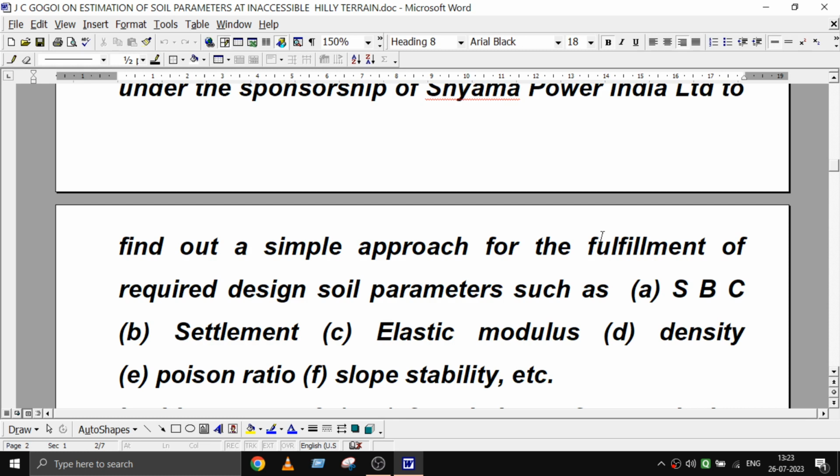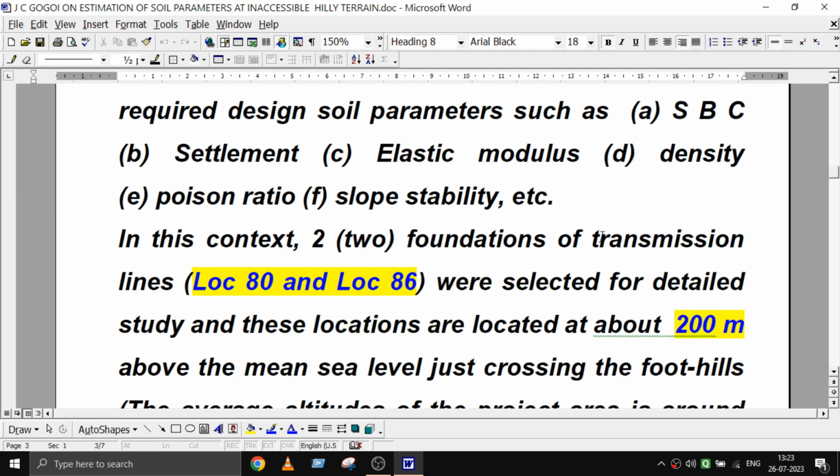These parameters were only essential. So, we have taken up this study project and we selected two locations near the foothill, about 200 meters above mean sea level, location number 80 and location number 86 in Bhutan. There we conducted a detailed soil investigation in these two locations.